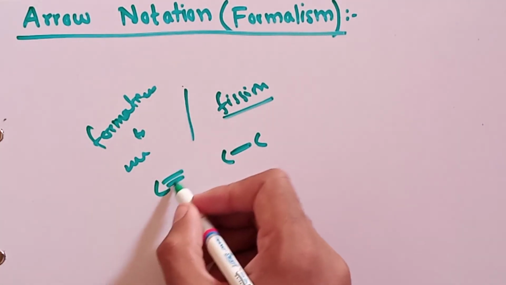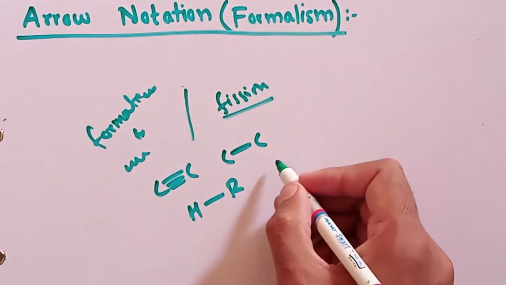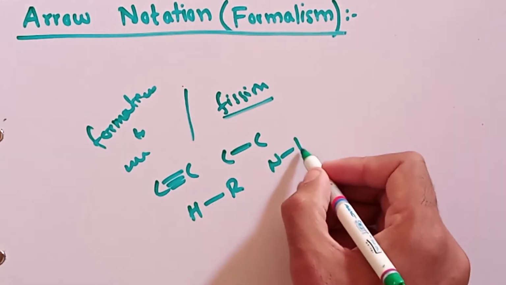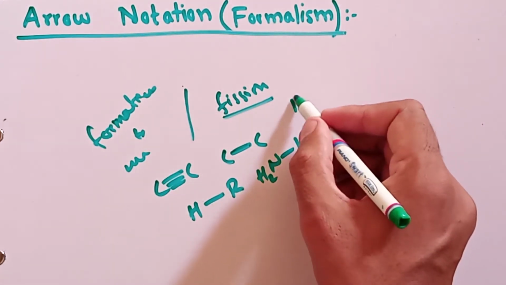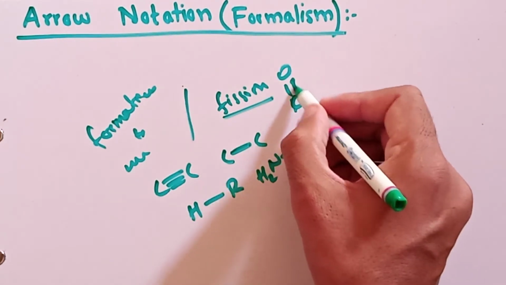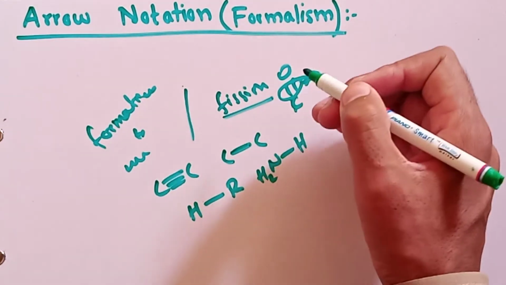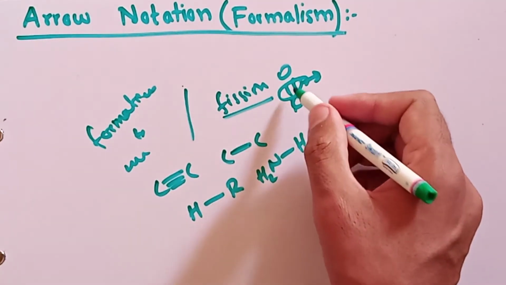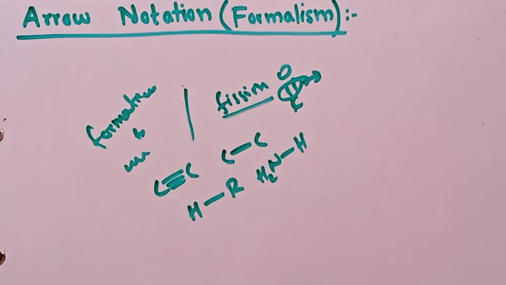This is a double dash. This is R H. This is NH3. This is C double bond O. These dashes are representations of bonds. These are double bonds, these are single bonds, these are representations of bonds. So it means that the arrow or the dash or the curved arrow is very important.